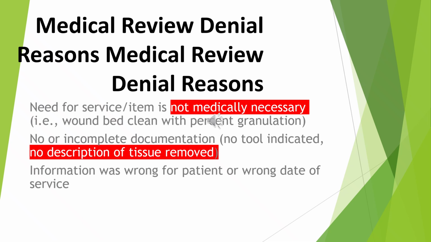Medical review denial reasons: mostly they will deny for medical necessity and the depth. If there is no description of tissue removed, for example subcutaneous, muscle, bone, nothing is there, it is incomplete documentation. So we need the depth level, which tissue is removed. The documentation should state that subcutaneous was removed, muscle was removed, or bone was removed. If it is not there, we have denial reasons.